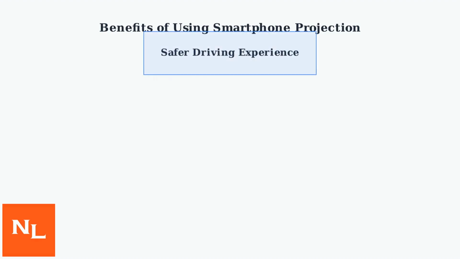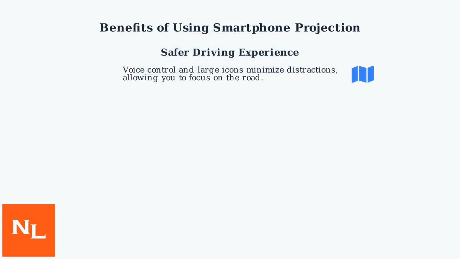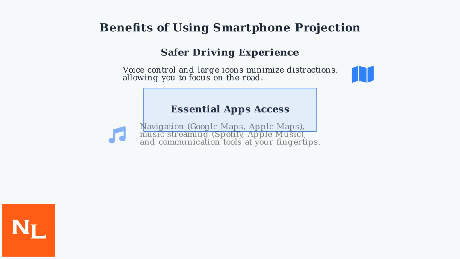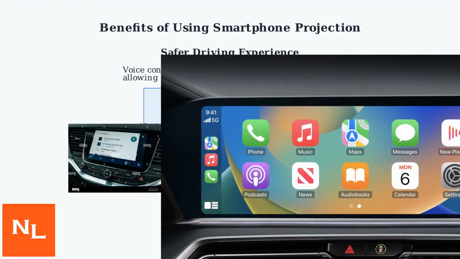Android Auto and Apple CarPlay enhance safety by minimizing distractions through voice control, large icons, and simplified interfaces that keep your focus on driving. These systems provide seamless access to essential apps like navigation with Google Maps or Apple Maps for real-time directions. Music streaming through Spotify or Apple Music lets you enjoy your favorite playlists hands-free. Communication tools ensure you stay connected while maintaining road safety.